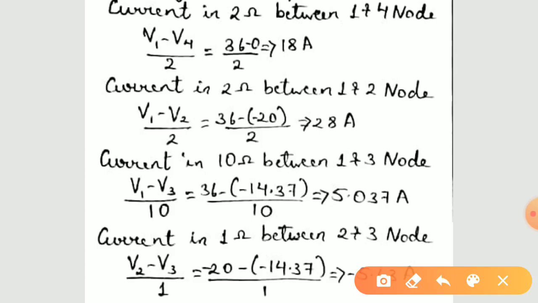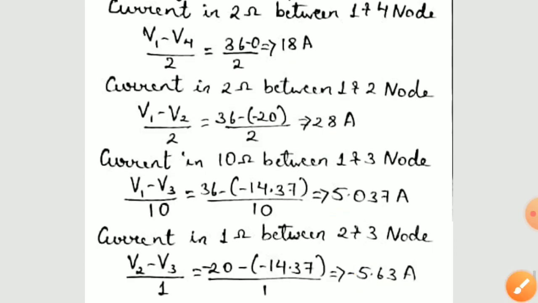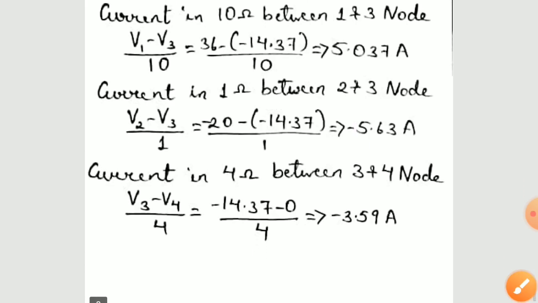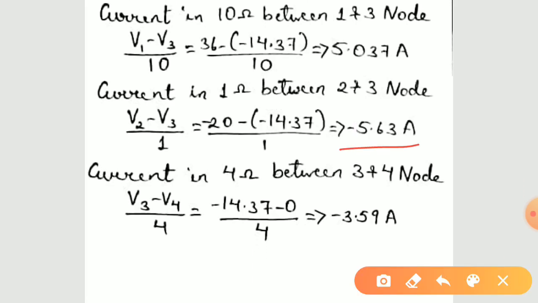So the first current value is 18 amp. The second current, flowing through the 2 ohm between node 1 and 2, is 28 amp. The current flowing through 10 ohm is 5.07 amp. And the current flowing through the 1 ohm resistor is minus 5.63 amp. And the current flowing through 4 ohm is minus 3.59 amp.